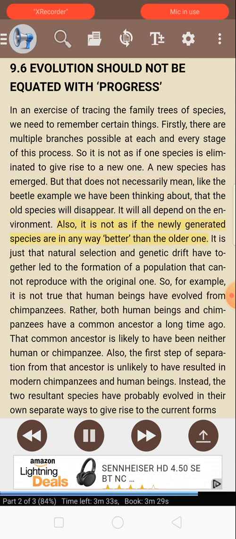Also, it is not as if the newly generated species are in any way better than the older one. It is just that natural selection and genetic drift have together led to the formation of a population that cannot reproduce with the original one. So, for example, it is not true that human beings have evolved from chimpanzees. Rather, both human beings and chimpanzees have a common ancestor a long time ago.